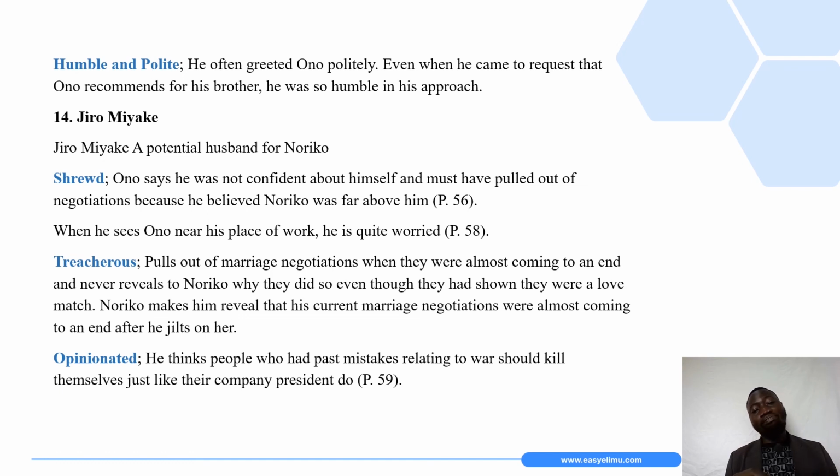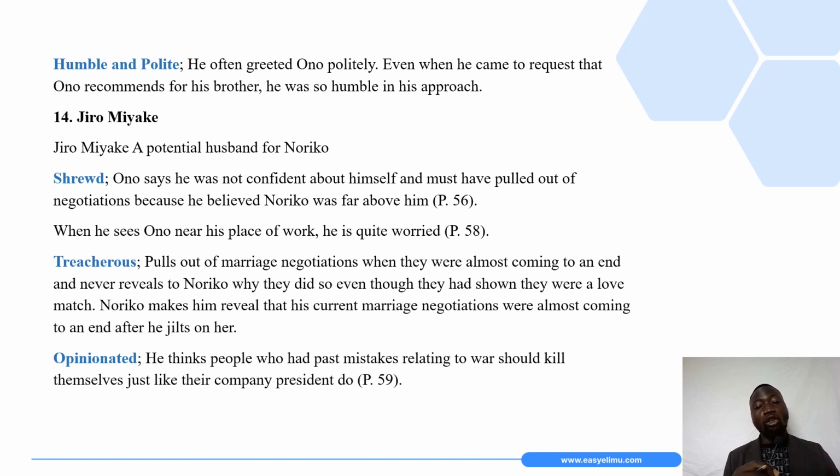So he's shrewd. We are told that Ono says he was not confident about himself and must have pulled out of negotiations because he believed Noriko was far above him. So when he sees Ono again near his place of work, he's quite worried. Another thing about Jiro Miyake is that he is treacherous. He pulls out of marriage negotiations when they were almost coming to an end and never reveals to Noriko why they did so, even though they had shown they were a love match.